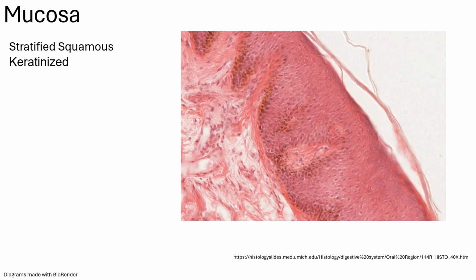As with all epithelia, there is a connective tissue beneath it. And here, it looks like this submucosa is on the spectrum between areolar loose connective tissue and dense irregular connective tissue.